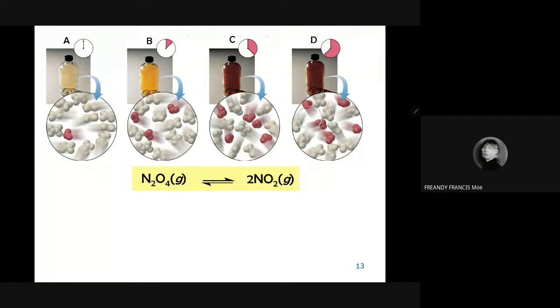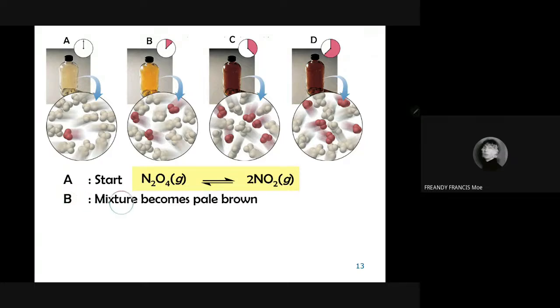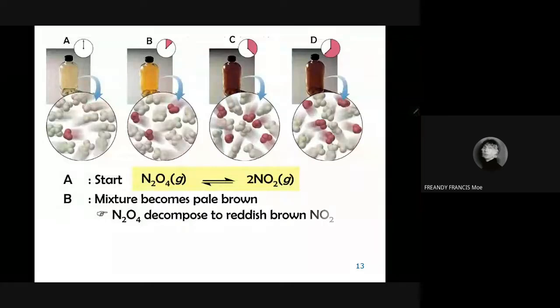Tapi bukan semua N2O4 akan jadi NO2. So kalau kita tengok bilangan merah ni, 1, 2, 3, 4, 5, 1, 2, 3, 4, 5. Dia masih sama. Bermaksud C dan D ini dia dah capai equilibrium. So A ini adalah permulaan. B itu apabila mixture becomes pale brown, di mana N2O4 decompose to produce reddish brown NO2. So N2O4 ni dia terurai menjadi NO2.